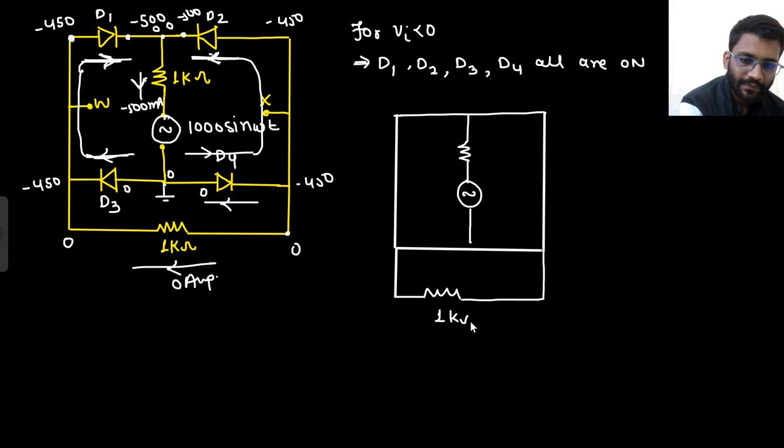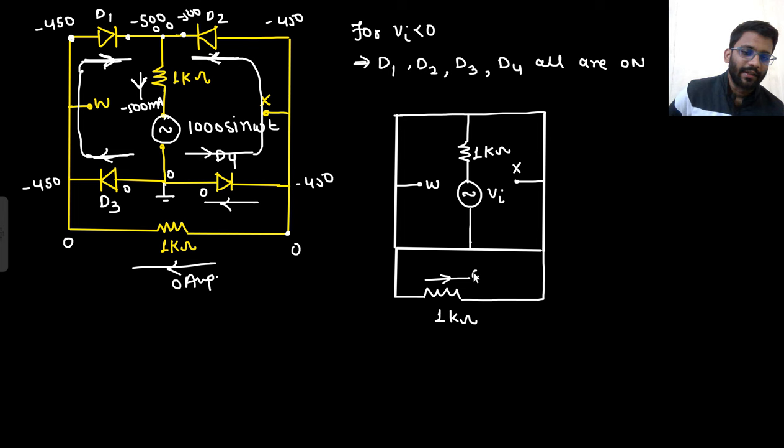This is our Vin. This is 1 kilo ohm. This is W. This is X. Right? This is having 0 ampere current here. If this is having 0 ampere current, what does that mean? That VW is equal to VX. Right? Or from here also you can see all the diodes are on.